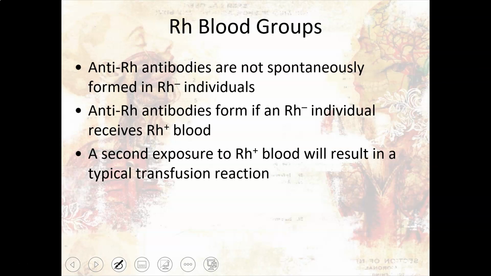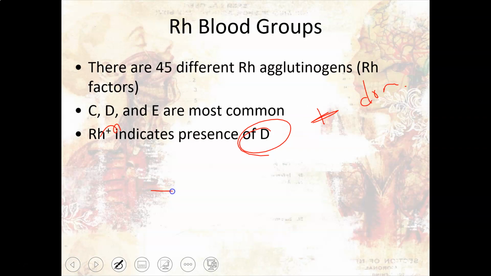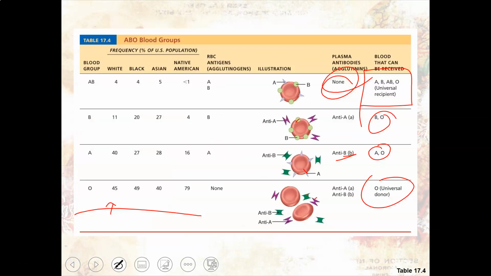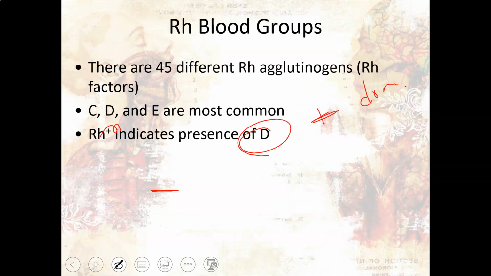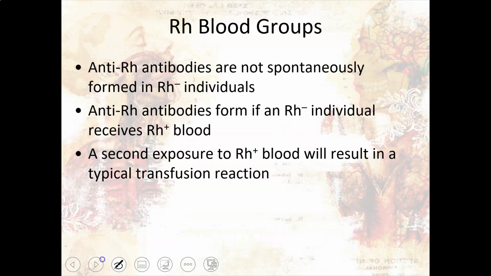Now, the thing with the Rh factor is that you don't necessarily have antibodies against it. So if you have a negative blood type, you don't immediately have these antibodies. Now, if you have type B blood, we've got those anti-A antibodies. You inherently hate type A. But if you have a negative blood type, you don't inherently hate positive blood type. You have to be exposed to it first. And if you're exposed to it, now you hate it. And on the second exposure to that positive blood type, you get agglutination, you get a transfusion reaction.